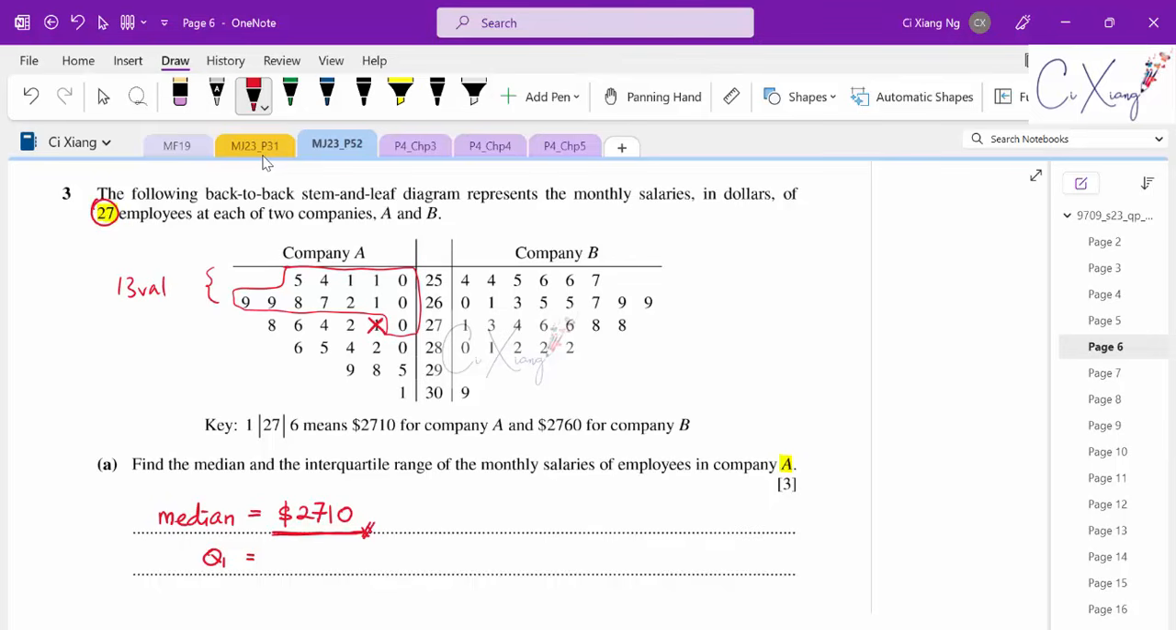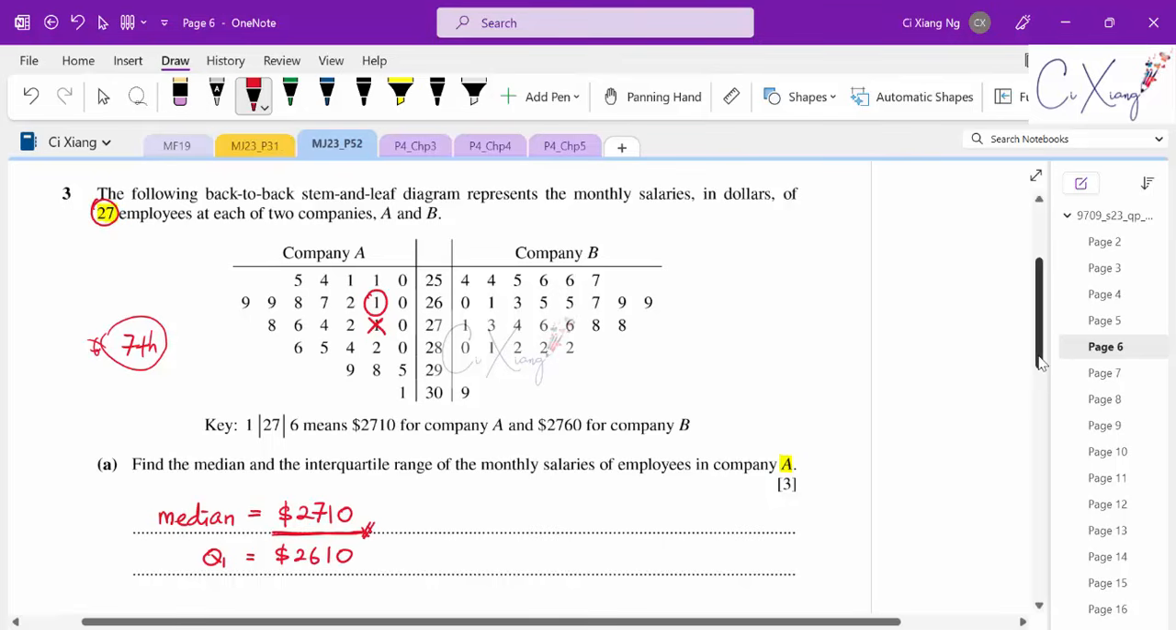Where's the median for these 13 values? 12 divided by 2, I have a 6, right? Therefore, the middle value will be the 7th value for this first half set of 13 values. So the median for the first half set of data will be the Q1. So my Q1 will be the 7th value where I start to count again. 1, 2, 3, 4, 5, 6, 7. So this particular value here will be our Q1, which is 2610.